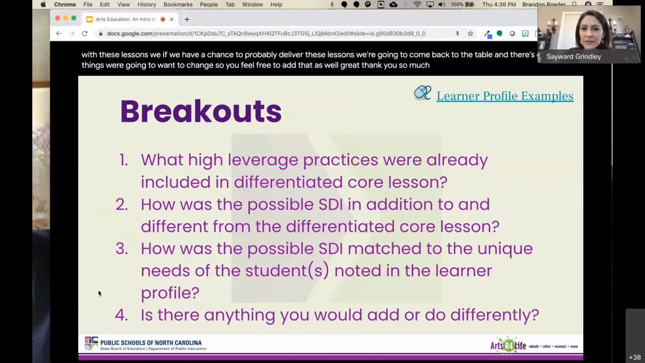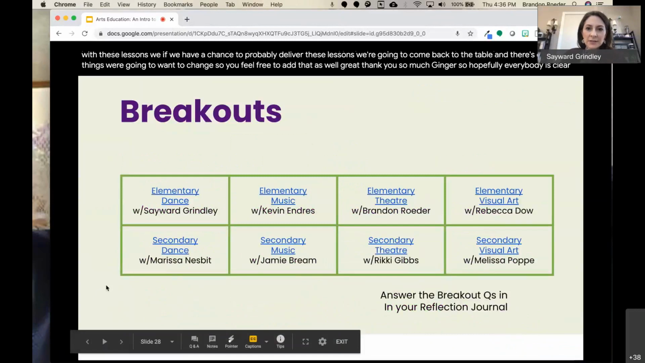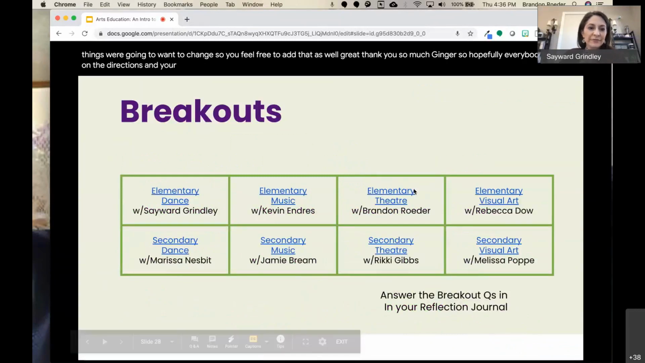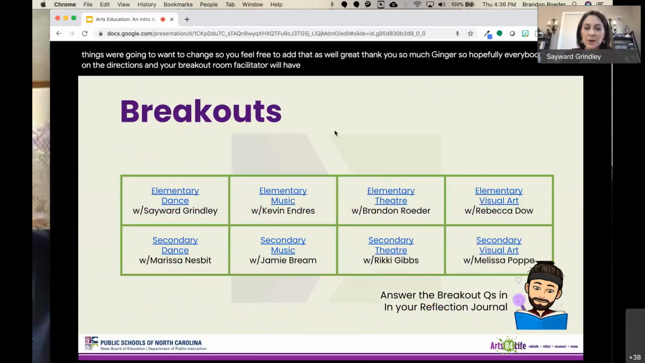So hopefully everybody is clear on the directions, and your breakout room facilitator will have those directions as well in case you need to go over any of that again. Here's a look at your breakout room facilitators, and Brandon's going to mention just one more time how this is going to work.